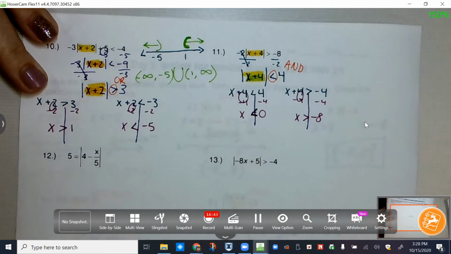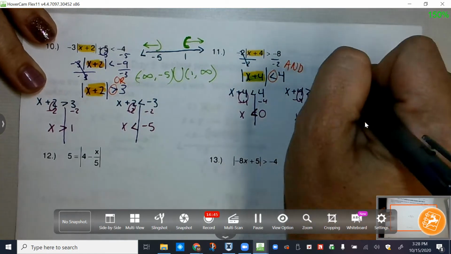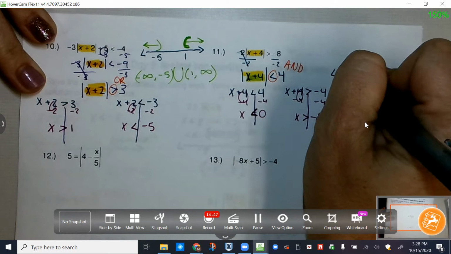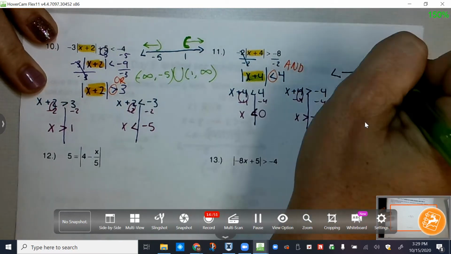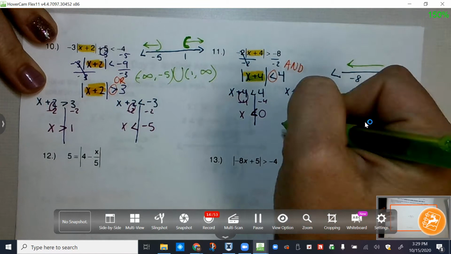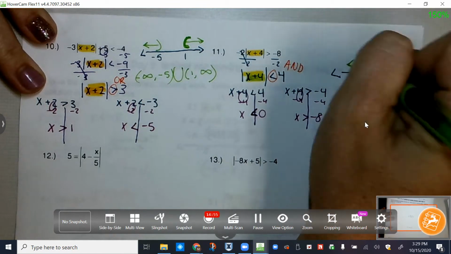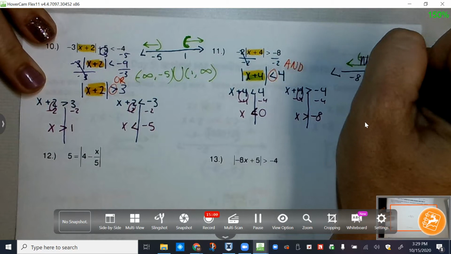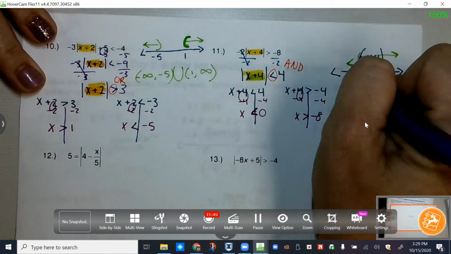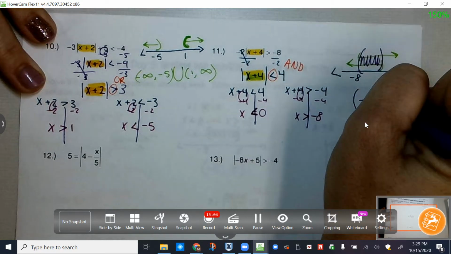So this is an and, so it has to satisfy both. I have negative 8 and 0. X is less than 0. X is greater than negative 8. Neither are equal to, and remember your solution is where they overlap because it's and. So it goes from -8 to 0.